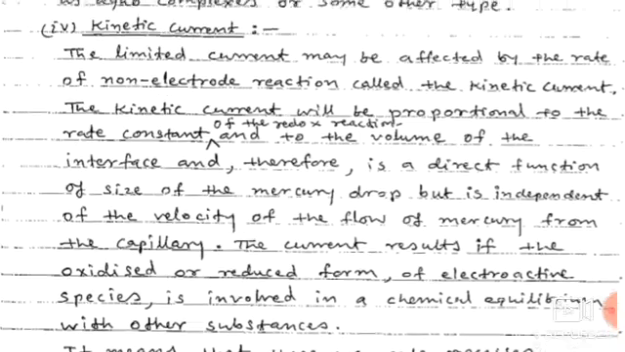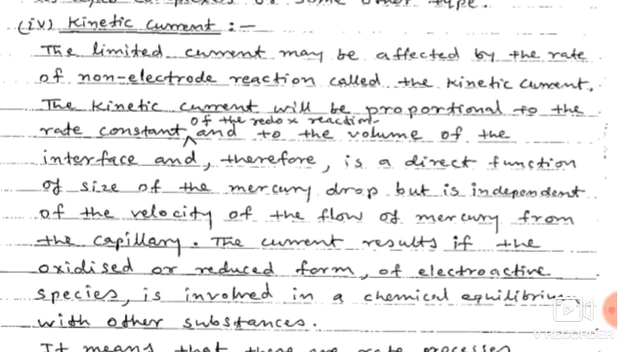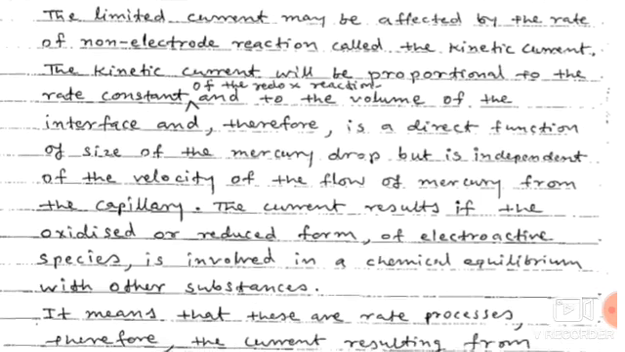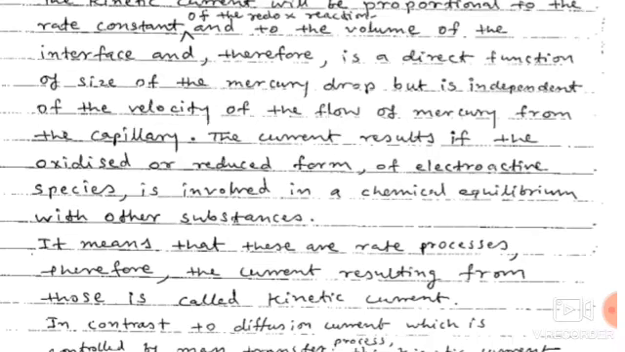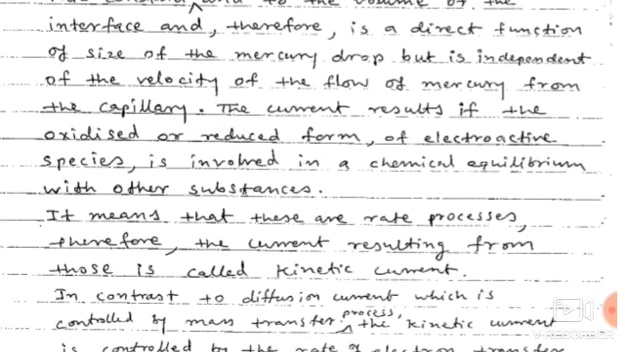So what is the kinetic current? Kinetic current is proportional to the rate constant of the redox reaction and to the volume of the interface, and therefore is a direct function of the size of the mercury drop, but it is independent of the velocity of the flow of mercury from the capillary. The current results if the oxidized or the reduced form of the electroactive species is involved in a chemical equilibrium with other substances.